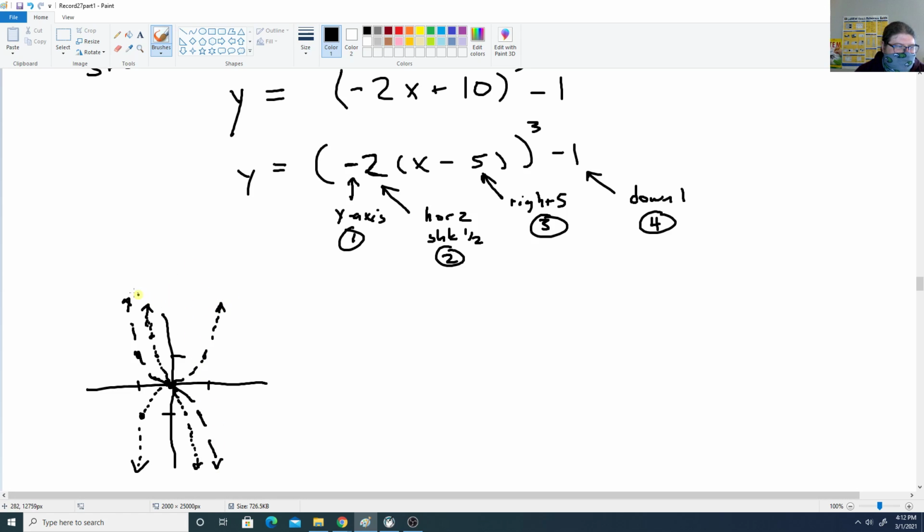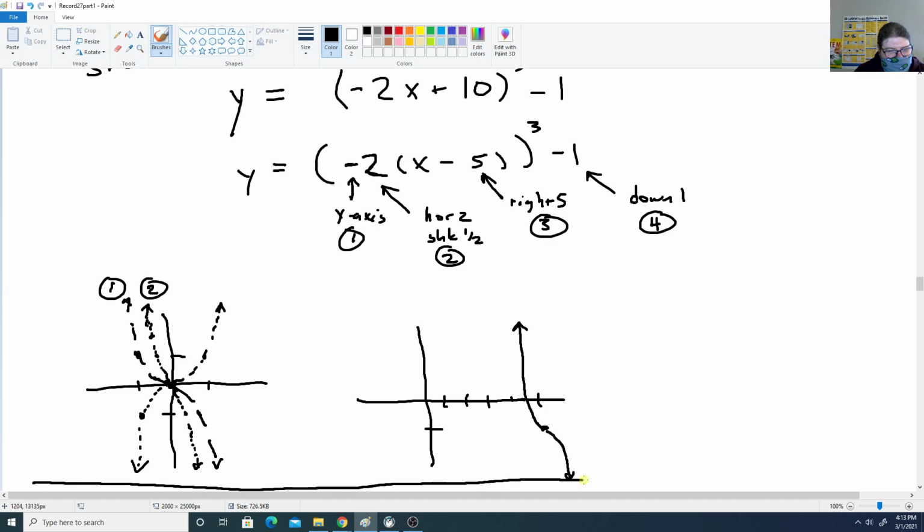Okay, so this is after the reflection. This is after the shrink. So we're going to take that narrower cubic. We're going to move it right 5, and we're going to move it down 1. That's where the new origin goes. And then we draw our narrower cubic graph in.